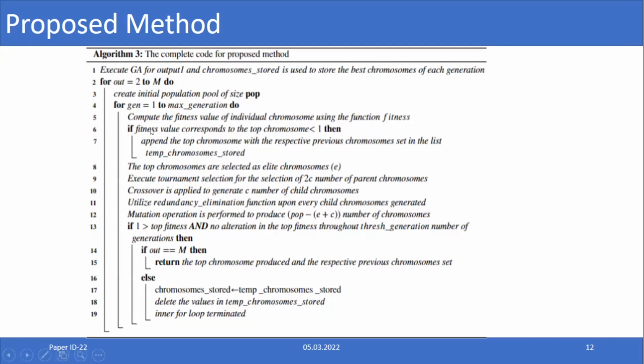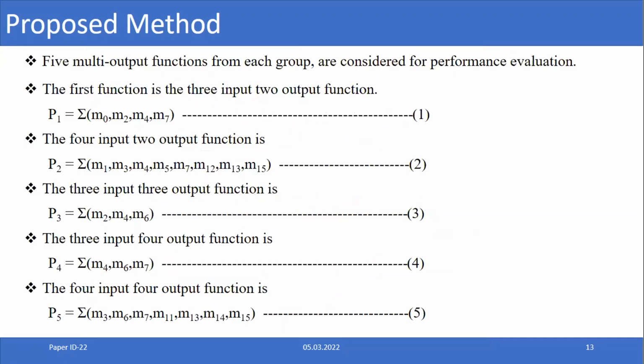And here I have iterated the loop from 2 to M. M is the size of the population, and I have created the initial population at the beginning. Depending on the previous two algorithms, fitness one and fitness two, I have calculated the fitness. The whole process is done by using this algorithm. Next, I have taken up the proposed method to describe.